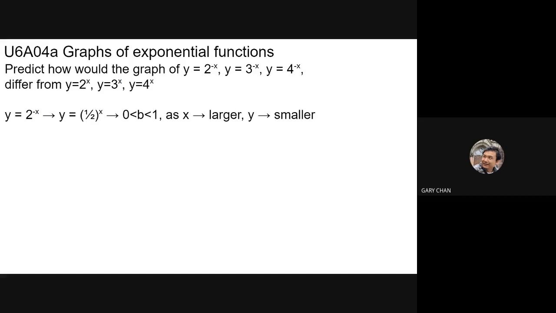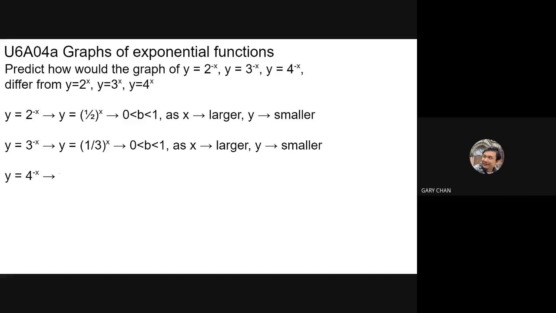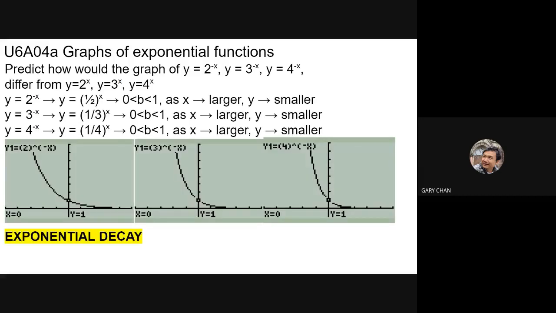So with that understanding, 3 to the negative x has a very similar analysis. This becomes (1/3) to the x. The base is now between 0 and 1, so therefore as x gets larger, y is going to get smaller. Similar analysis for 4 to the negative x, y is equal to (1/4) to the x. The base again is between 0 and 1. As x gets larger, y will also get smaller. So all three of these, as x gets larger, y gets smaller. This is a decaying phenomenon. So all three of these are experiencing exponential decay.